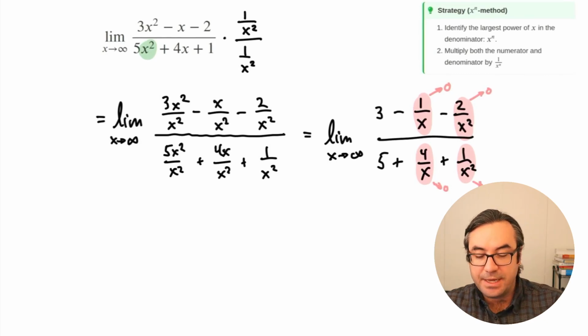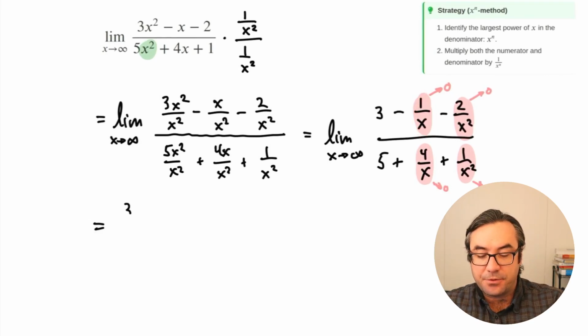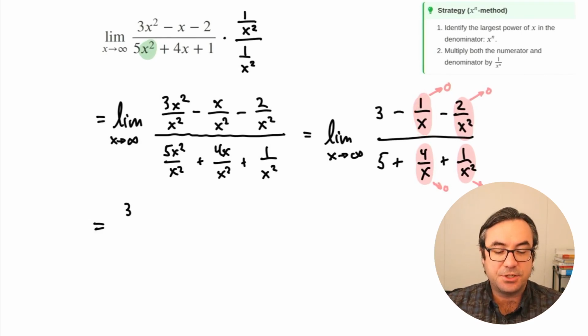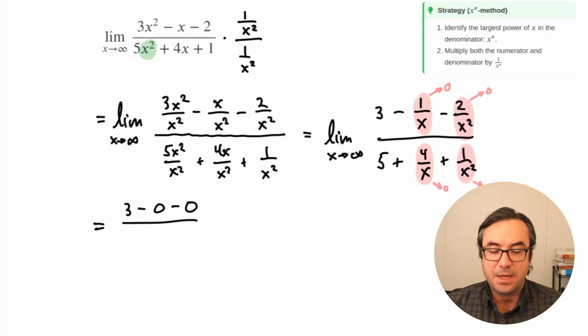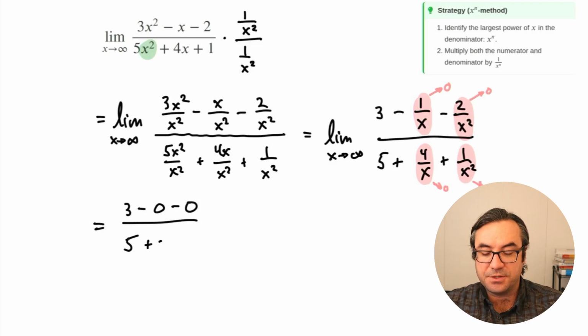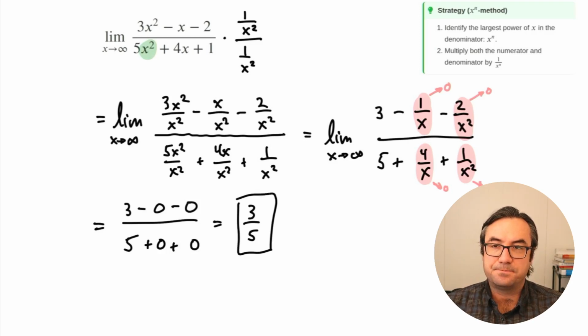So each of these individual fractions is approaching 0. When we actually calculate our limit here, this fraction goes to 0. Now the 3 just stays a 3. A constant stays constant, it doesn't change. As x is approaching infinity, the constant 3 isn't going to change at all. So we end up with 3 minus 0 in the numerator, and in the denominator, 5 plus 0 plus 0. If we simplify this down, we end up with 3 over 5, and that's the value of our limit.